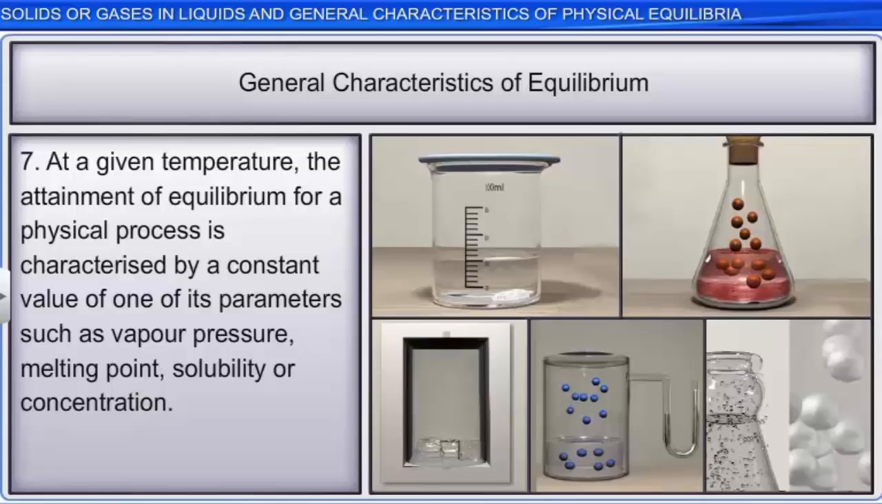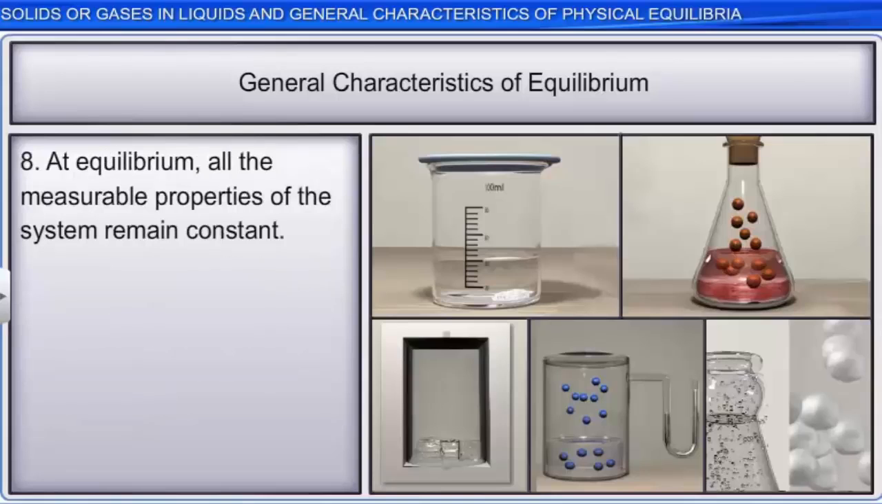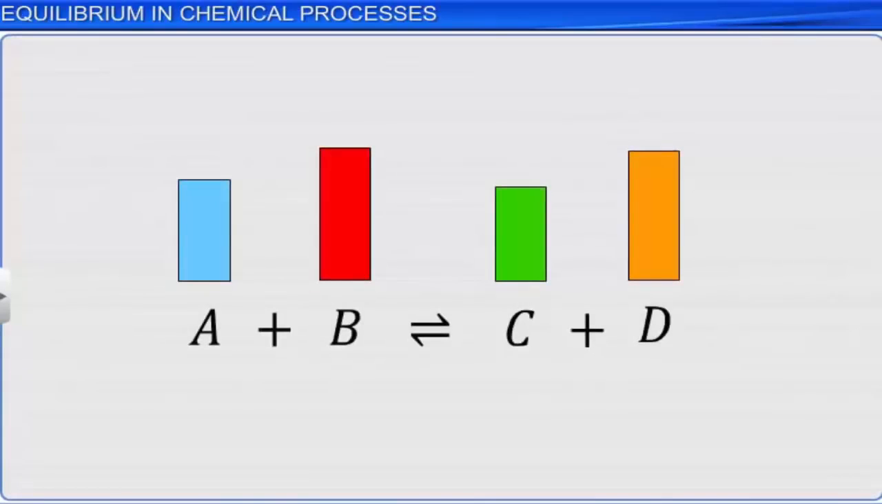At equilibrium, all the measurable properties of the system remain constant. For example, for the solubility of solids in liquids, the solubility remains constant at a given temperature. Equilibrium in chemical processes, called chemical equilibrium, is the most important characteristic of reversible reactions.